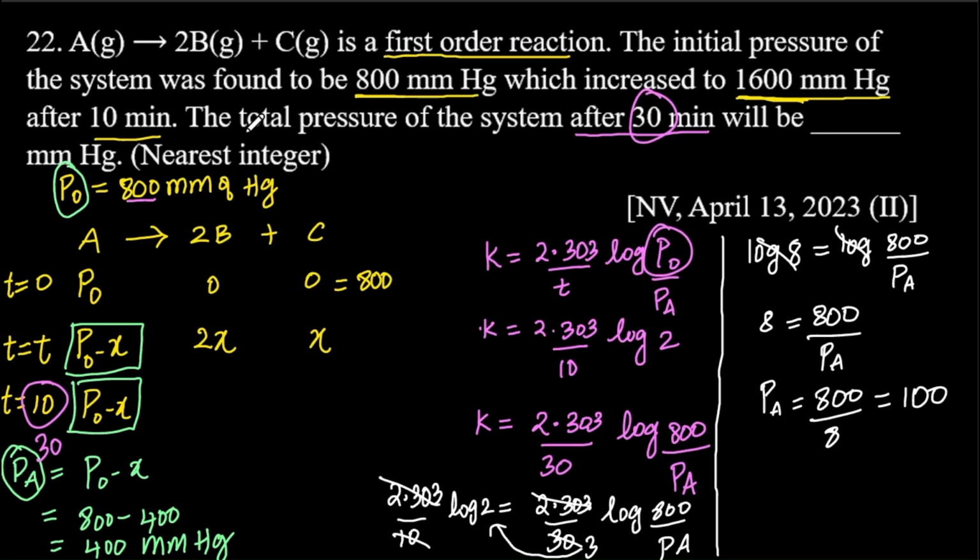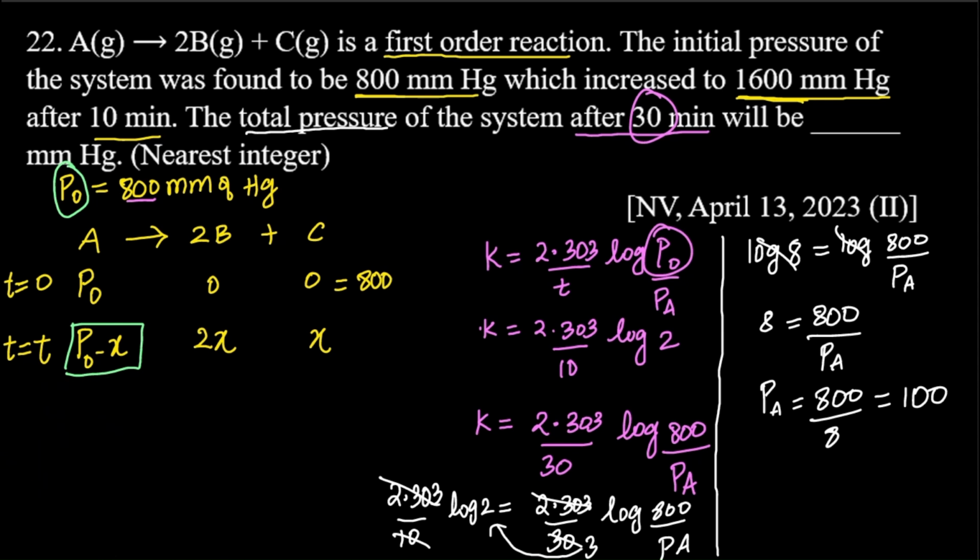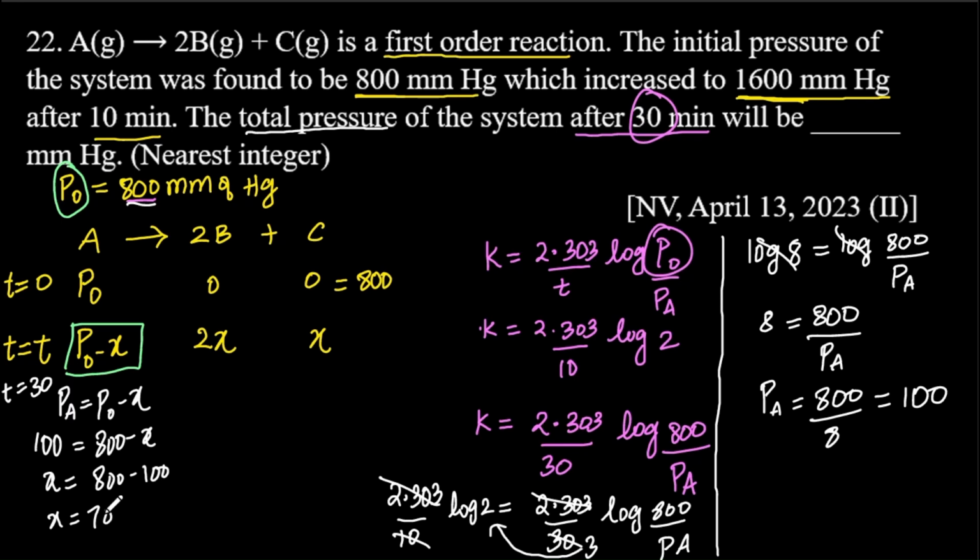Now how to find the total pressure? So I will explain that. First, let me erase this one. So we got the value of PA. PA is nothing but this one. PA is equal to P naught minus X. So what is PA? Now it is 100. 100 is equal to P naught value we already know 800 minus X. So what is the value of X now? At time t equal to 30, what is the value of X? So it is 800 minus 100. So X value is 700.